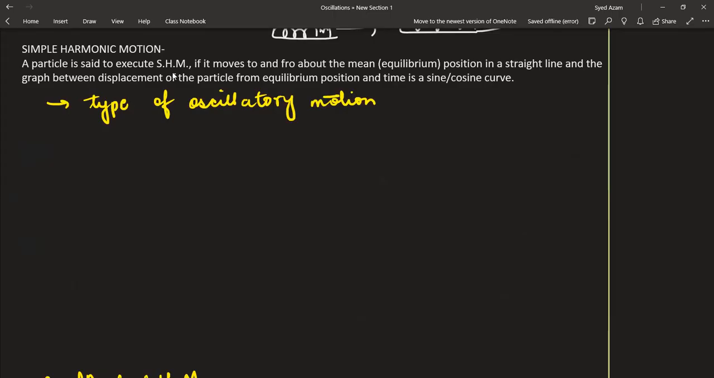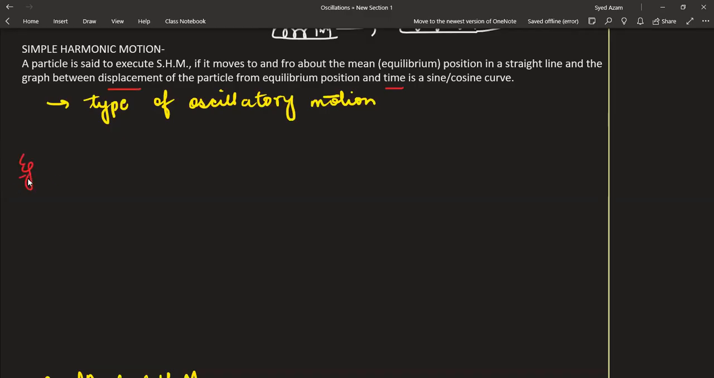And the graph between the displacement of the particle and time is a sine or a cosine curve. It's very important. SHM is a type of oscillatory motion because there is to and fro motion. But every oscillatory motion will not be considered SHM, because there are a few conditions that we'll see.